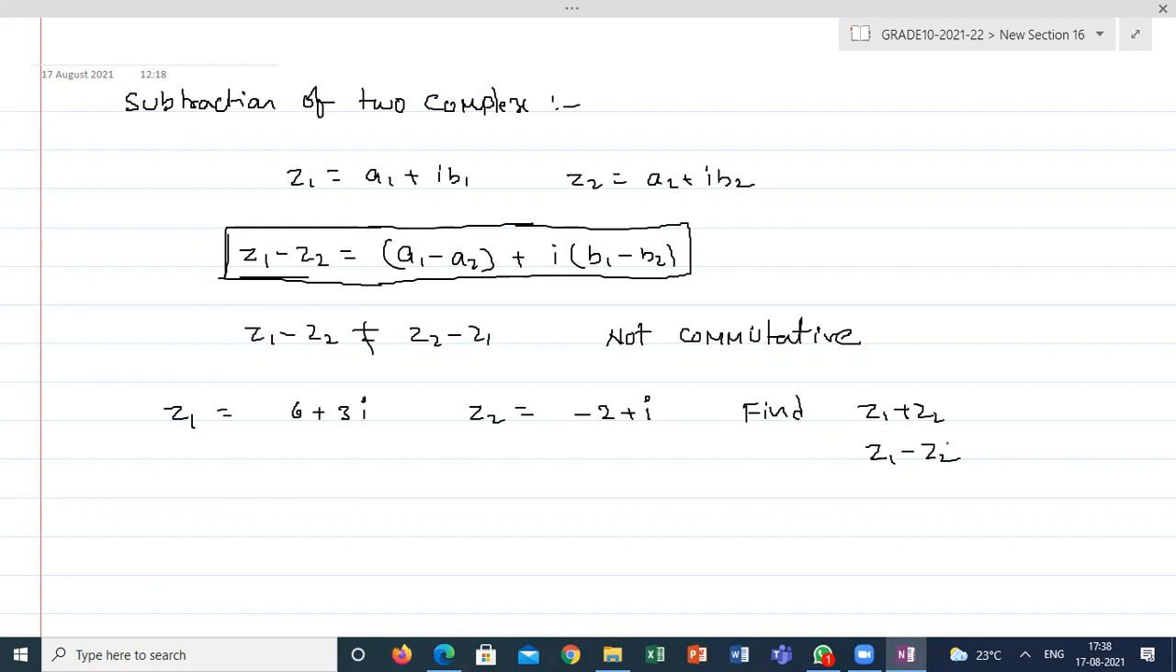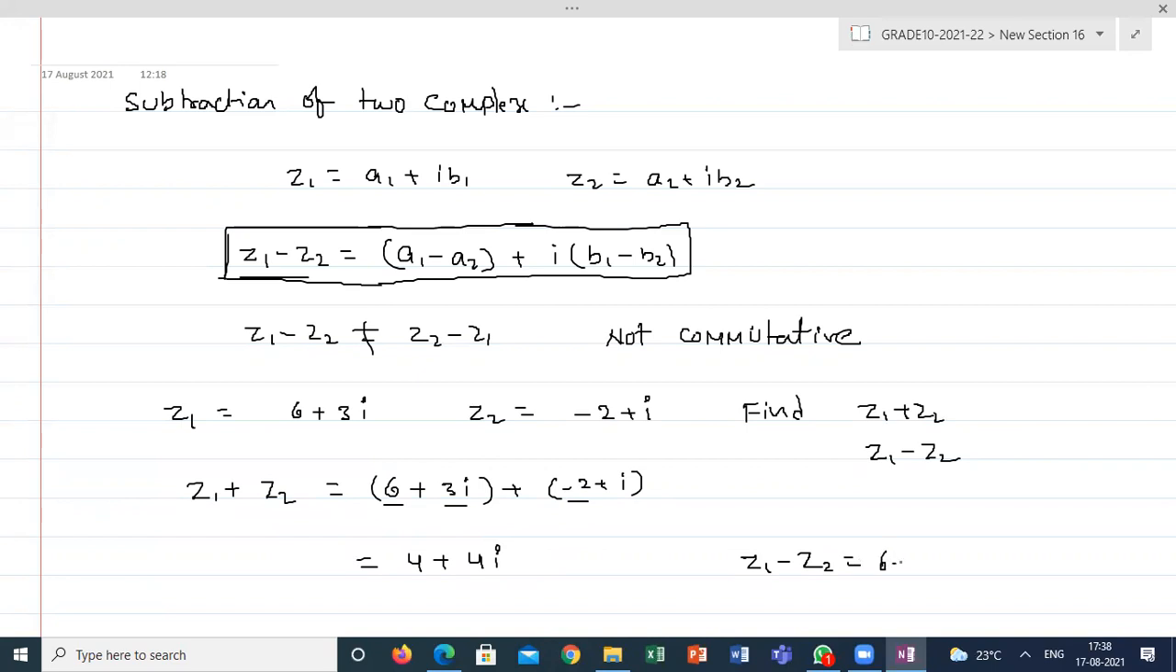Sir, addition is 4 plus 4i. Okay. See, when I'm doing addition, what is the rule I have to keep in mind? When I'm doing addition of two complex numbers, 6 plus 3i plus minus 2 plus i, so 6 plus minus 2, that is 4, and 3i plus i, 4i. Correct? Yes, sir. When I'm talking about subtraction, the order is important.